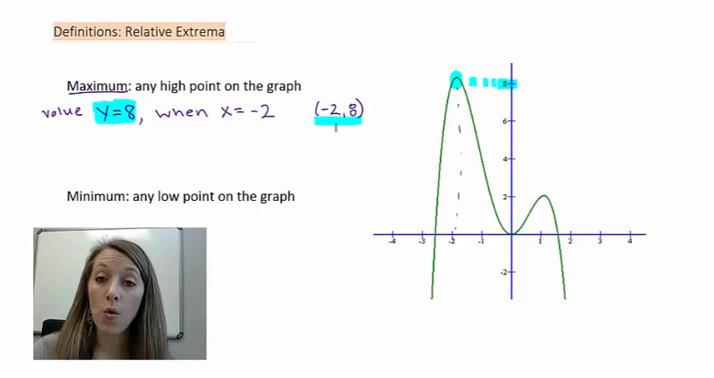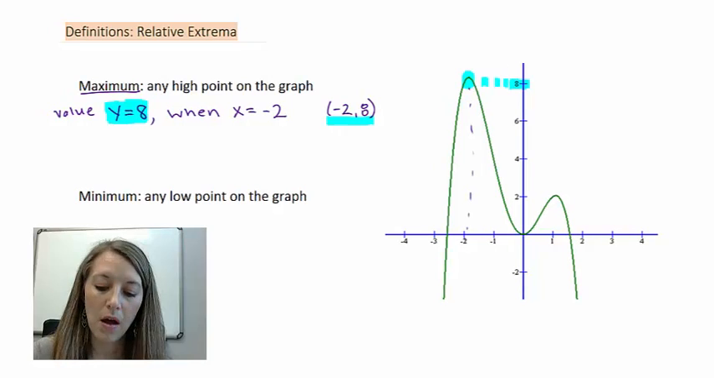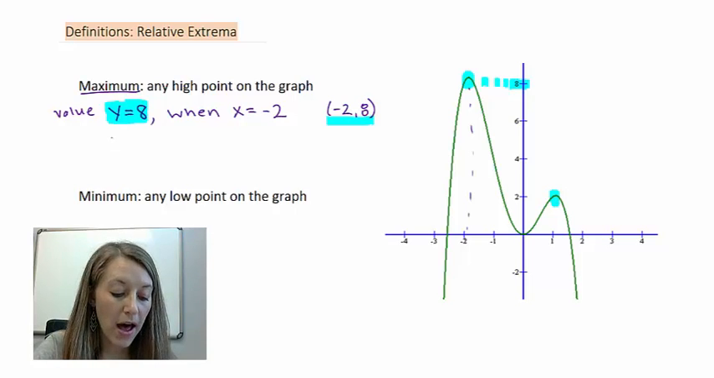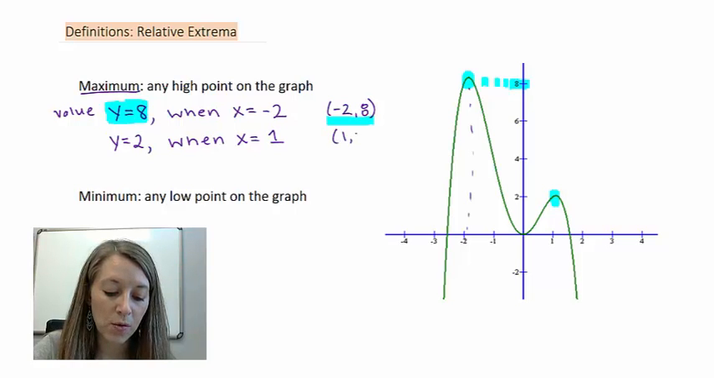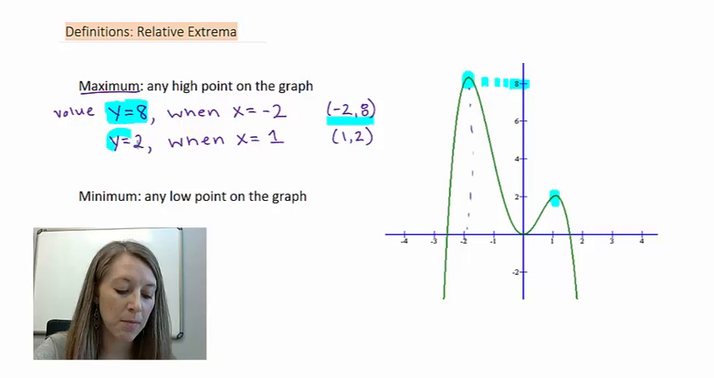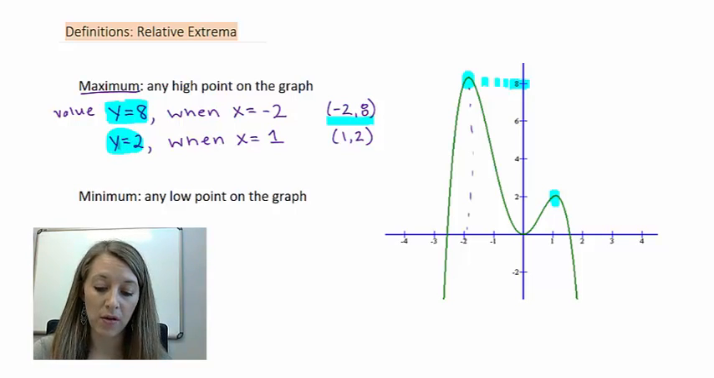Now, that's not the only high point on this graph. We also have a second high point at this right here. So the y value of when that's happening is 2, and if you care, you can also tell us what the x value is, and so that x value is 1, or it comes from the ordered pair of (1, 2). But remember, most of the time, it's just specifically asking for the value, which is the y value.